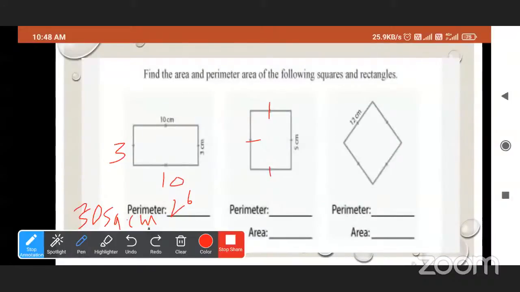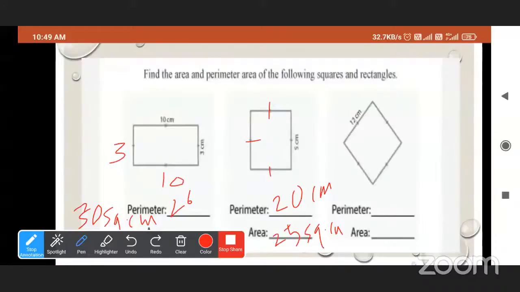Here the perimeter is, we have to add all the sides. One side is given, that is 5 centimeters. So the perimeter is 5 into 4. So we will get perimeter 20 centimeter and area is, multiplying side by side, we get area. So 5 into 5 is 25 square centimeter.